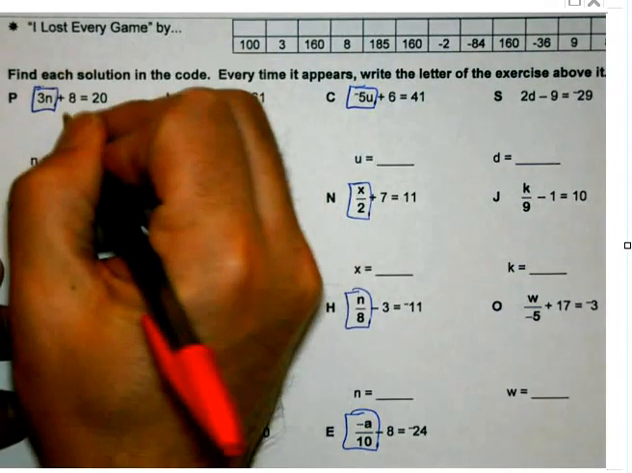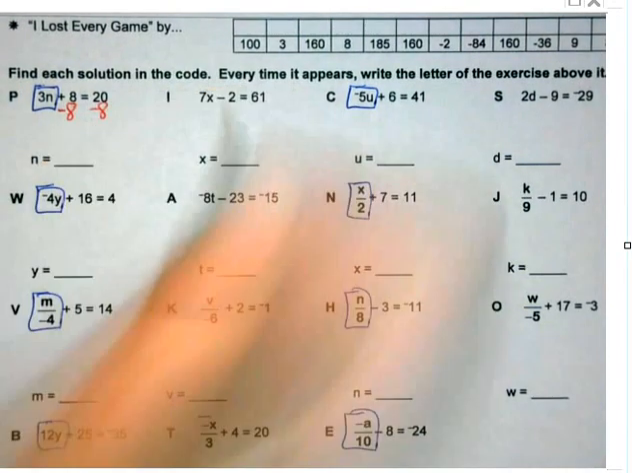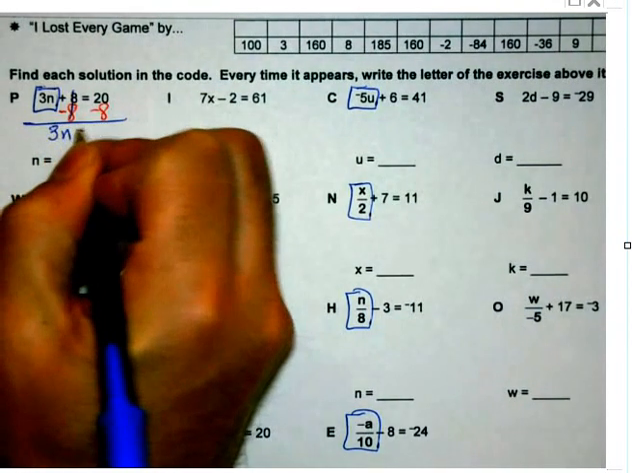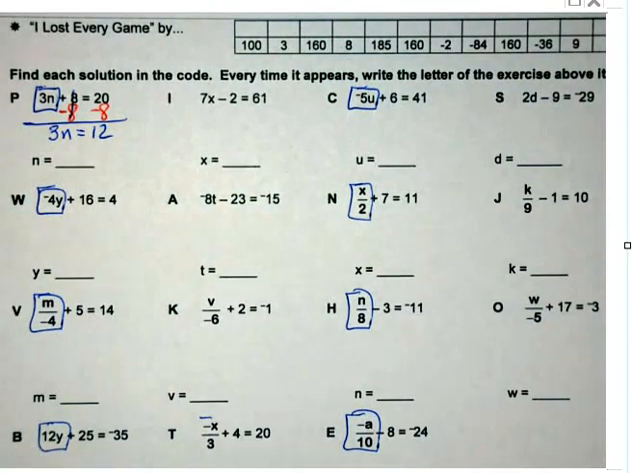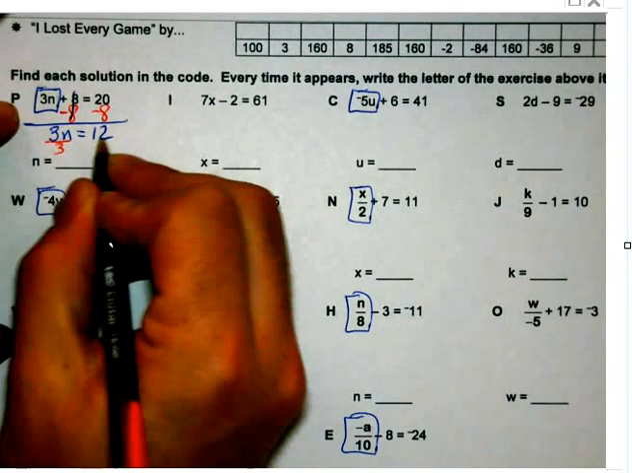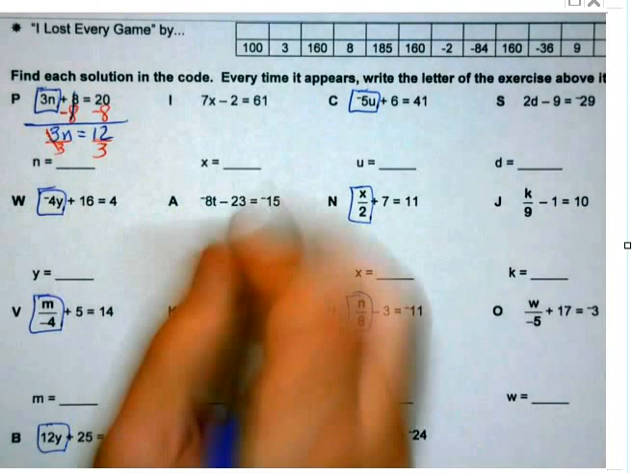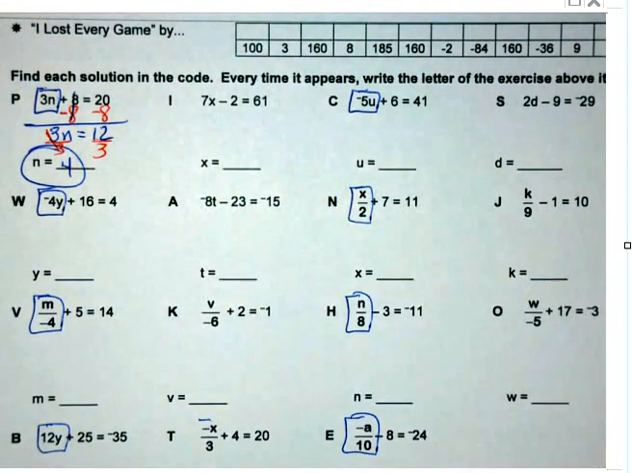Minus 8. And whatever I do to one side of my equation, I have to do to both. So I minus the 8 from both sides. Okay, mission 1 accomplished. I've got my 3n by itself. Okay, and how'd you get that? That's right. Dividing by 3, since I'm multiplying, is the opposite. And I get my solution, and n is 4. That's what we're working with here.